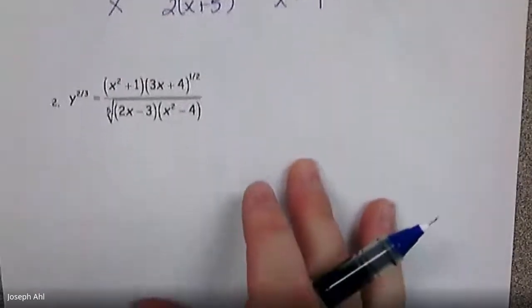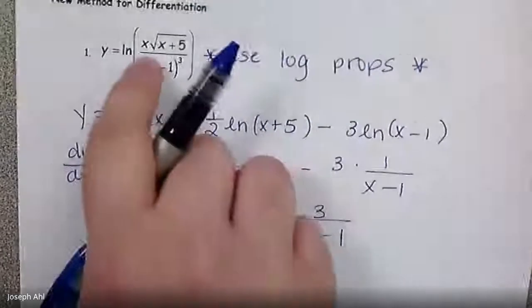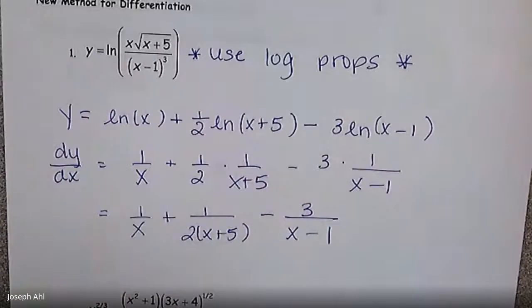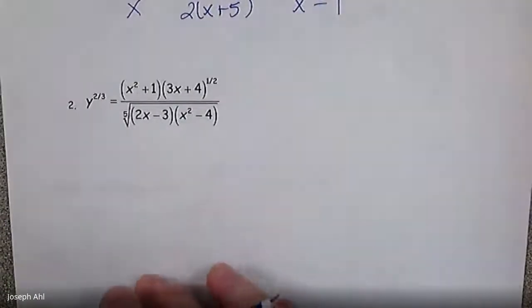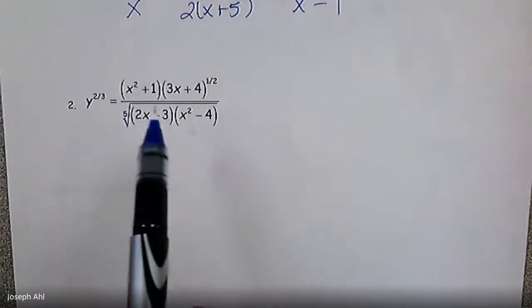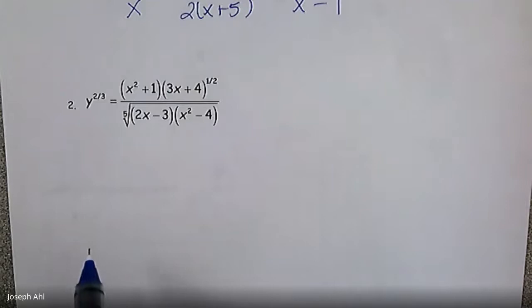So looking to number 2, the sad thing about number 2 is that there's no natural log to work with, so I can't use those properties of expanding. And if I said find the derivative here, oh boy, does this look complicated, doesn't it? We've got lots of exponents, products, quotients. On the other side, it's y to the 2/3.